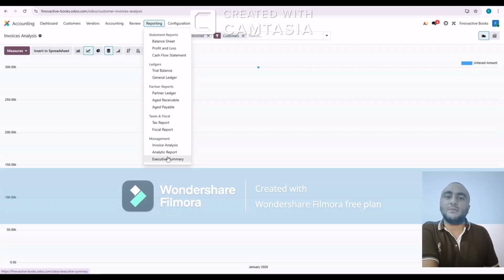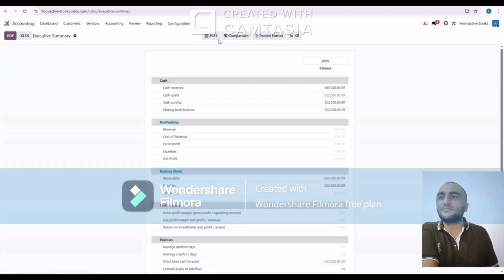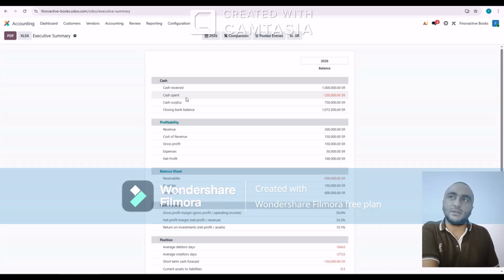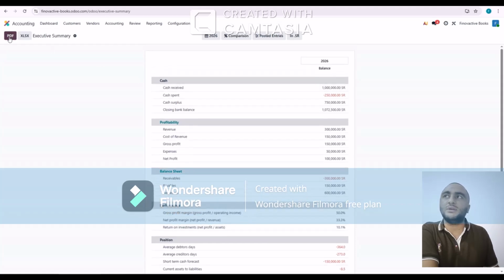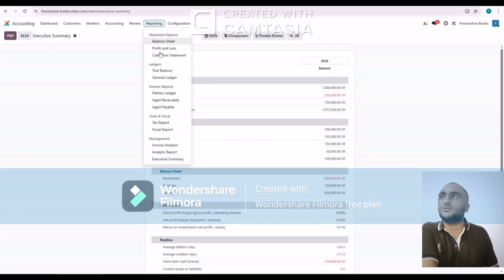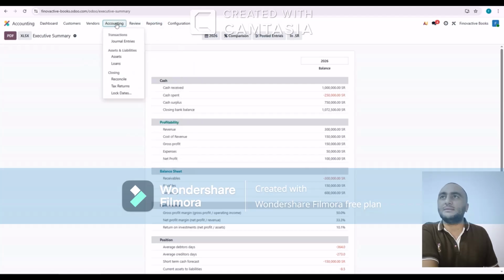It's about segmentation reporting. Executive summary is important. You can see here how much cash was received in total, how much cash was spent, the cash surplus, and the closing bank balance. A general overview of the operations will be showing here. You can also export this as PDF or XLS and other things.